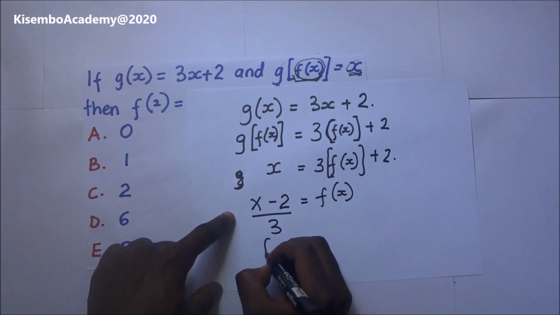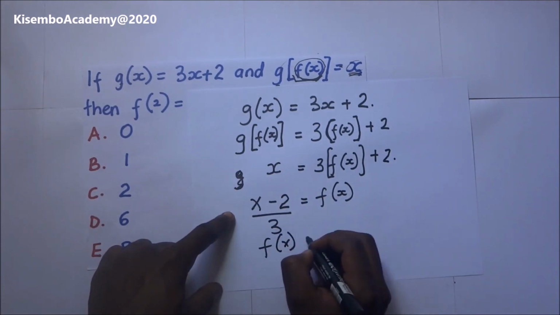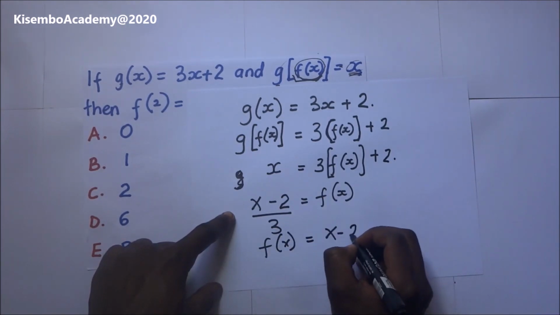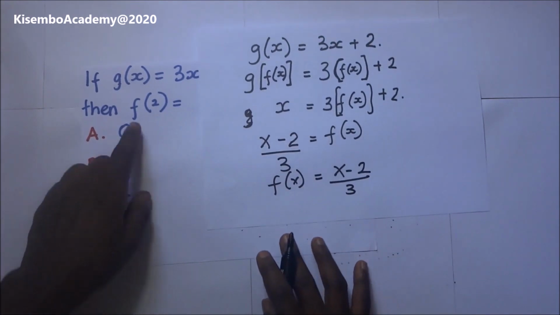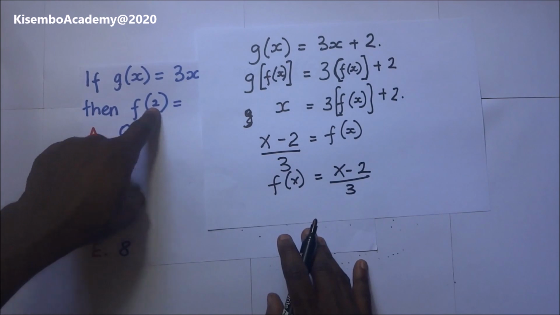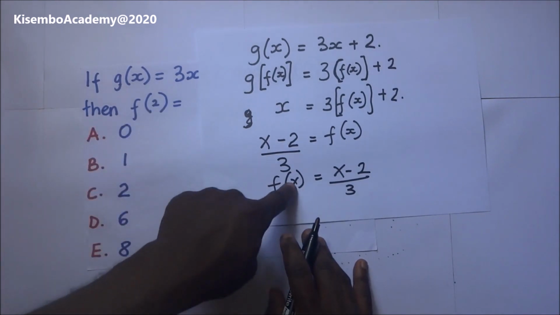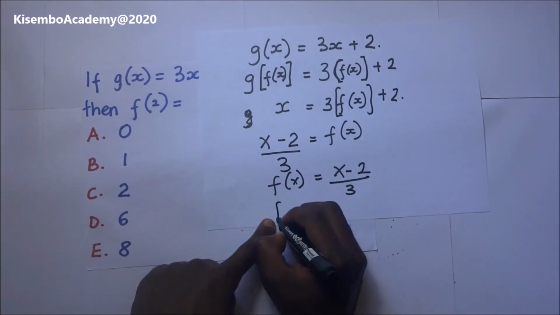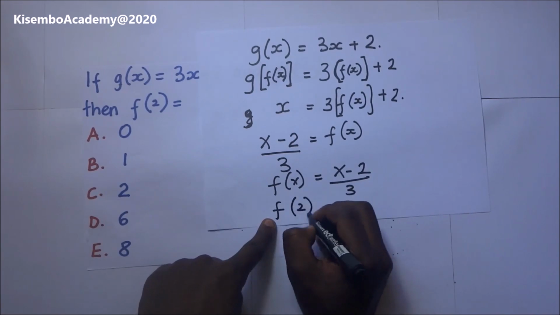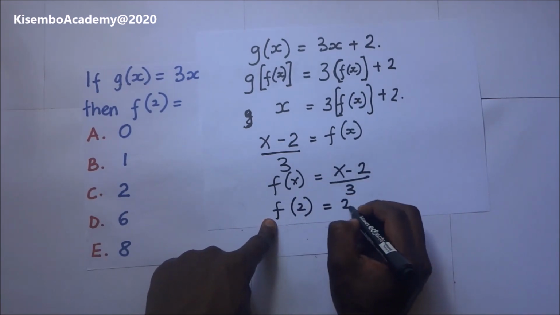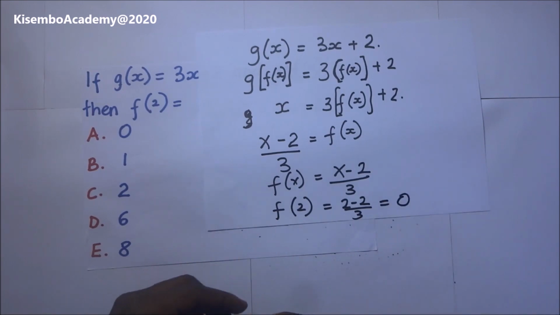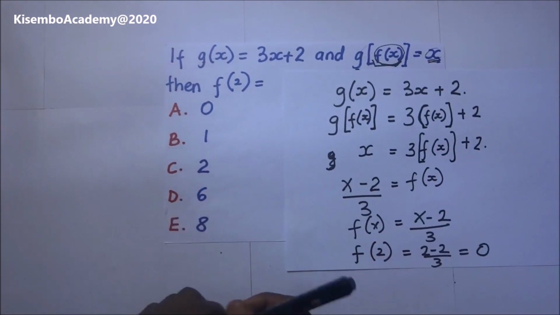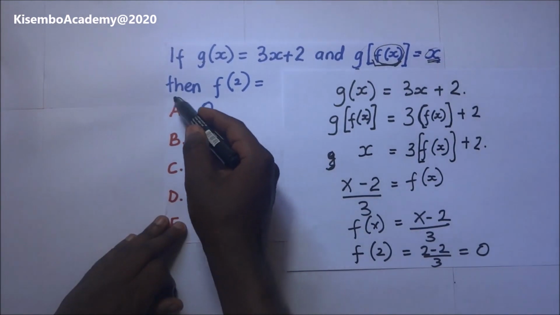So the function f, where x is the input, gives us x minus 2, divided by 3. But now the question requires us to find the value of f where the input is 2. So we shall do exactly that here. f where the input is 2 is going to give us 2 minus 2 over 3, and this is going to give us 0. So from our options here, the answer is A.